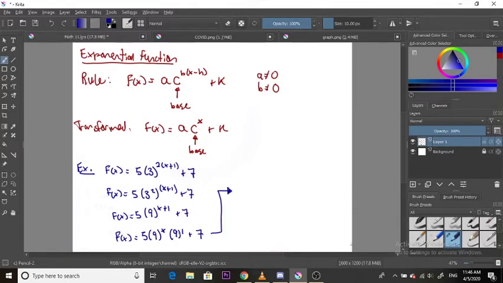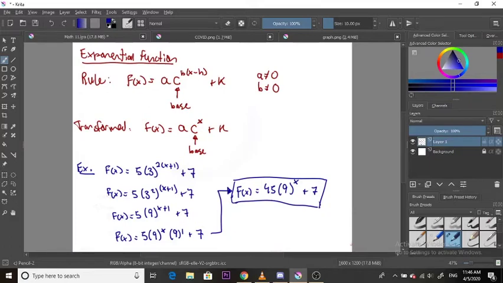The a, however, we can take this 9 to the power of 1, which is just 9, and multiply it with the 5 in front, which would give us an a of 45. So our a is 45, our base is 9, to the power of x, and then the k stays the same, plus 7. So that is how you would transform your rule.